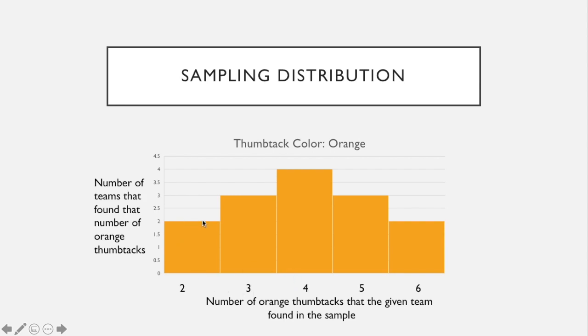So if we're looking at here, this means that 2 teams found 2 orange thumbtacks. And if we're looking here, that means 4 teams found 4 orange thumbtacks. And then here, 2 teams found 6 orange thumbtacks.